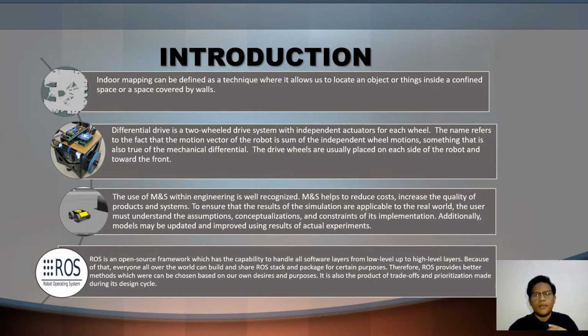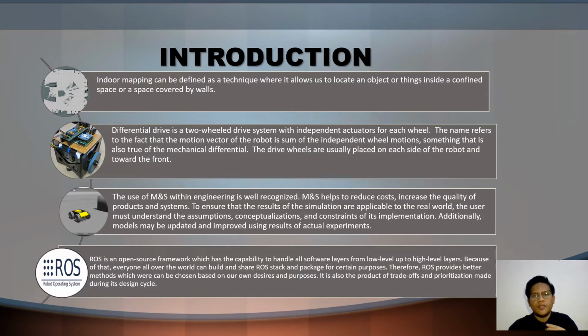What is indoor mapping? Indoor mapping can be defined as a technique where it allows us to locate an object or things inside a confined space or a space covered by walls. This task is usually carried by a robot, to be exact, a differential drive robot. Differential drive is a two-wheel drive system with independent actuators for each wheel.